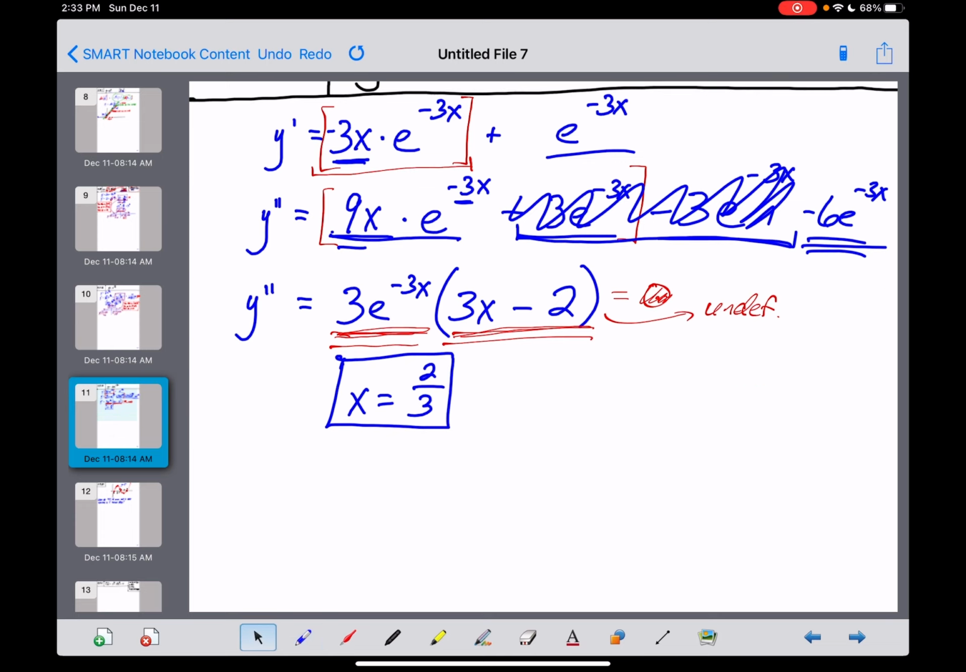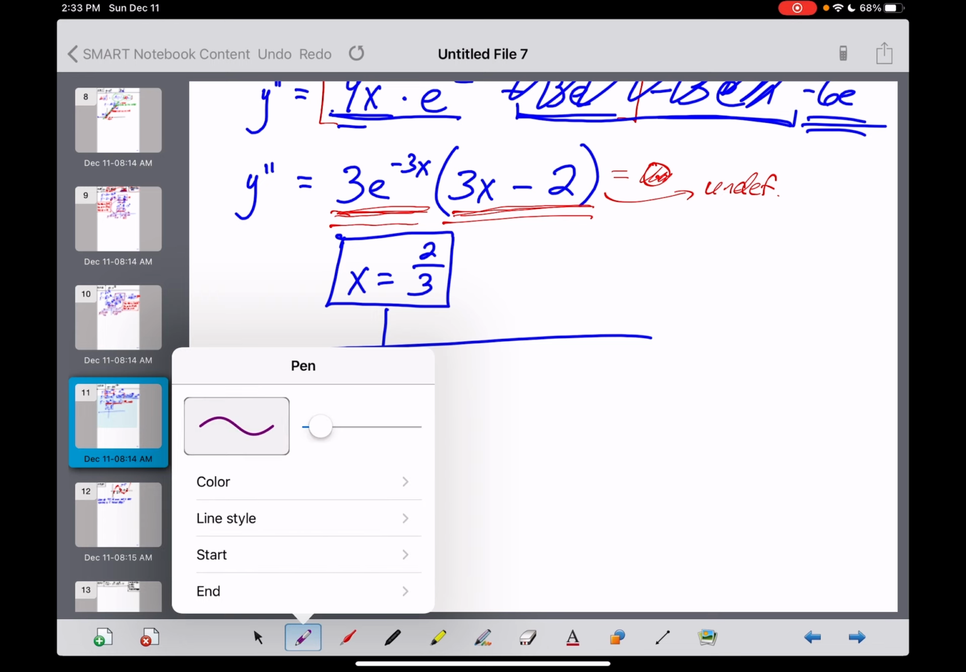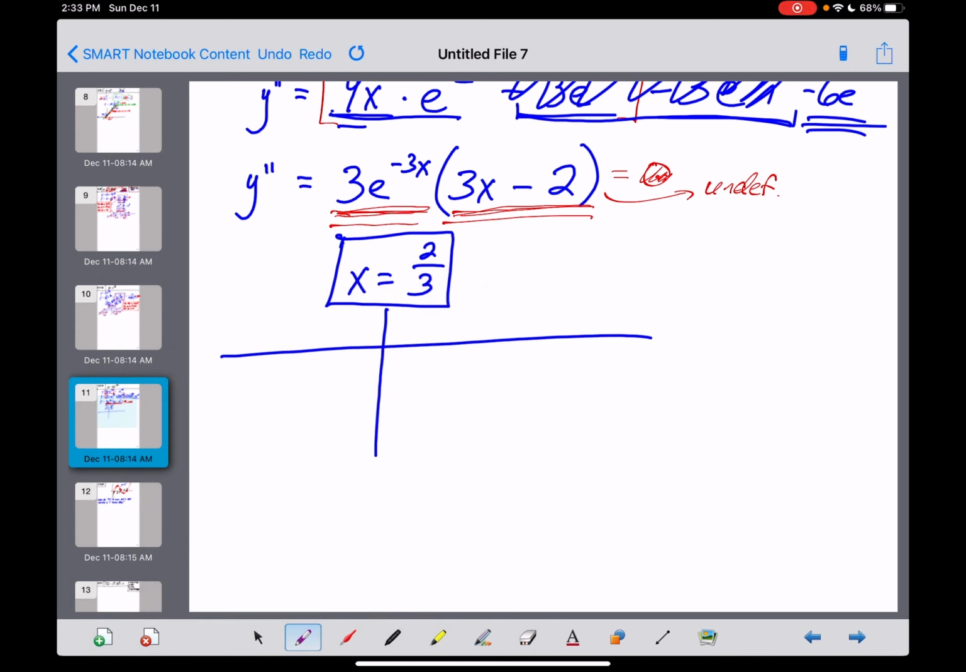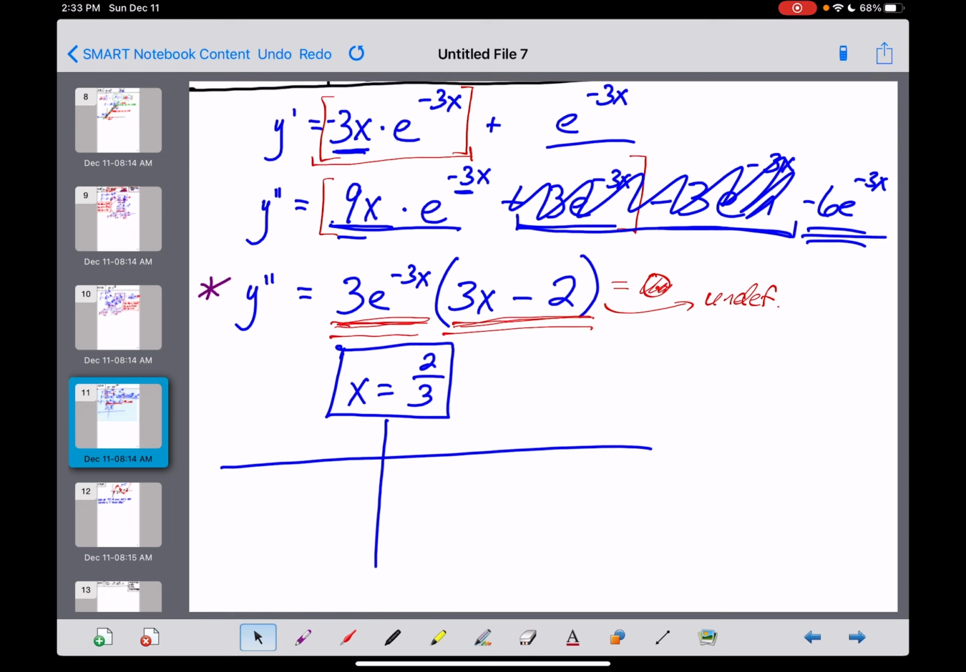Okay, so what are we going to do with that, guys? We are going to make ourselves a sign chart right here. We're going to choose two test values, and we're going to put them into the second derivative. And I really wanted that factored form of the second derivative here, guys, because I thought it would work out a lot nicer. Now, we just spoke a second ago about the domain of this function, which looks like it's going to be all real numbers.